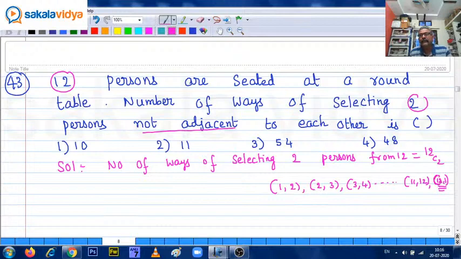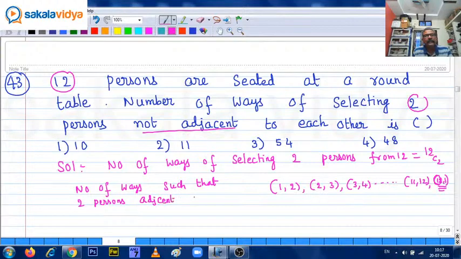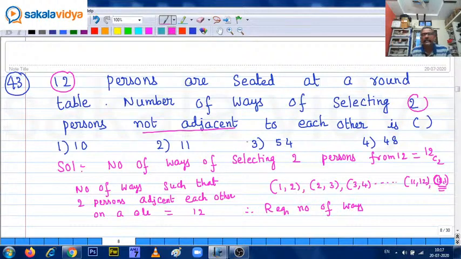That means how many ways do we have? 12 ways. That means the number of ways such that two persons are adjacent to each other on a circle. Round table means circular shape only. That is 12 ways. Therefore, the required number of ways is not adjacent. Not adjacent means total 12C2 minus adjacent. 12 need to be subtracted.